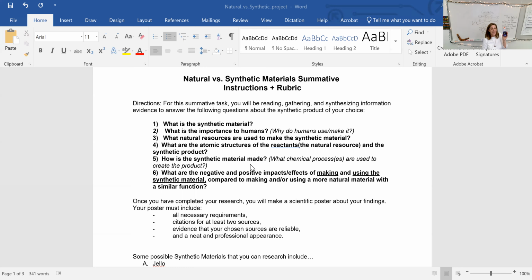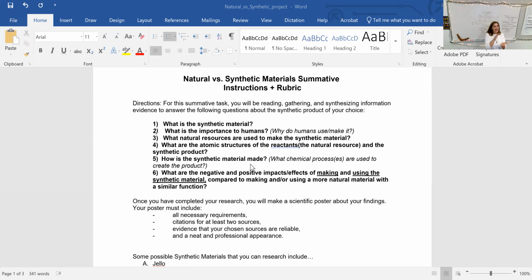How is it made? You're going to have to dive into what is the process in the factory that makes Elmer's glue. And the last thing you're going to do is look up the negative and positive impacts or effects of making and using Elmer's glue, compared to, say, making or using a more natural material with a similar function. You could go out to a pine tree and find pine sap, and that holds stuff together.